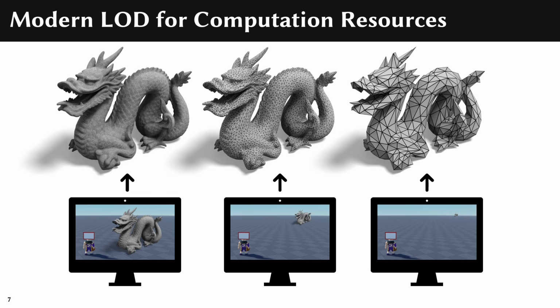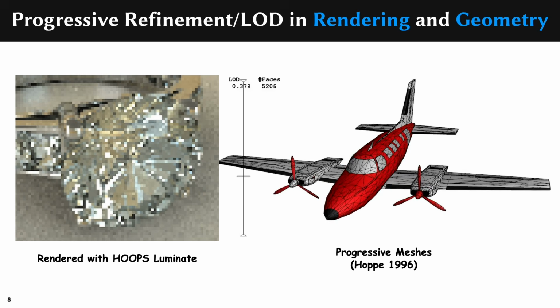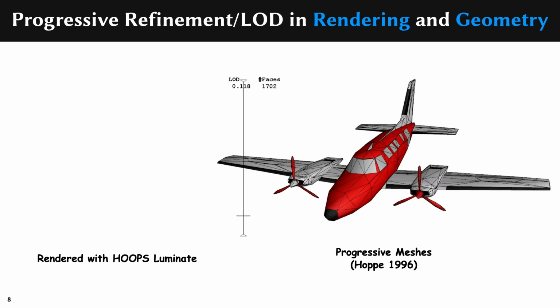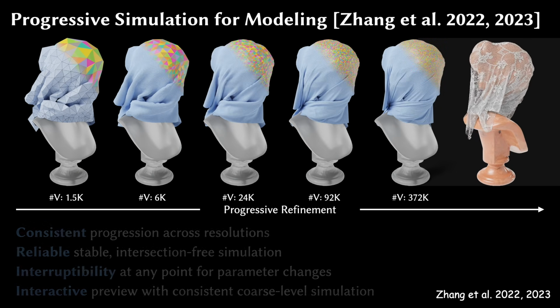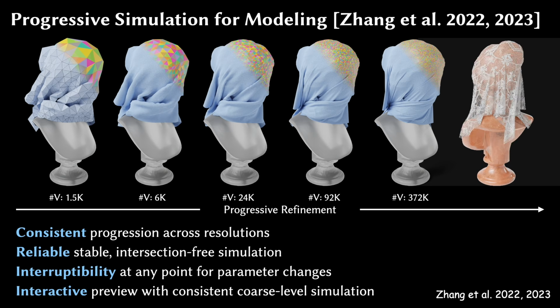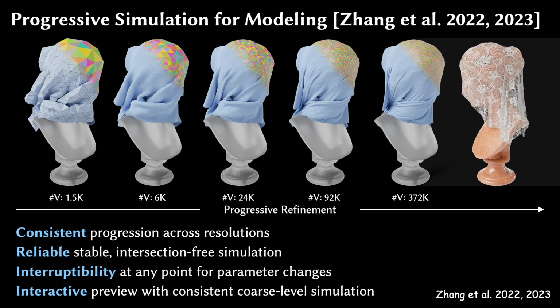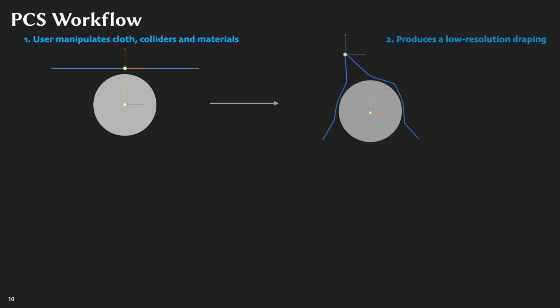To this end, my research program generalizes and elevates the widely used LOD concept from everyday media compression like JPEGs and graphics, like in progressive refinement in rendering and geometry, into physics simulation. As a first step, we develop a progressive simulation method for efficient cloth quasi-static previews with consistent progression across resolutions, reliability, interoperability, and interactivity. To demonstrate the PCS workflow, here's one application where the user manipulates cloth, gliders, and materials, and later produces a low-res draping.